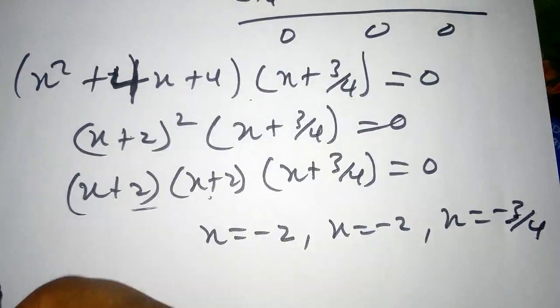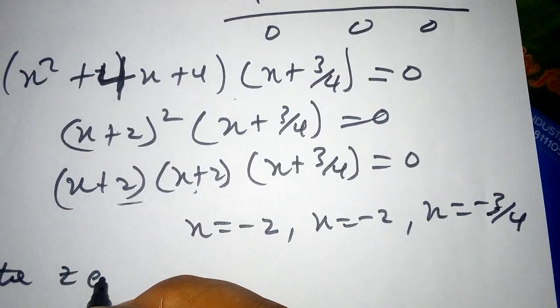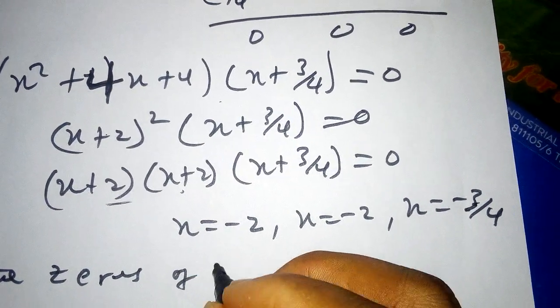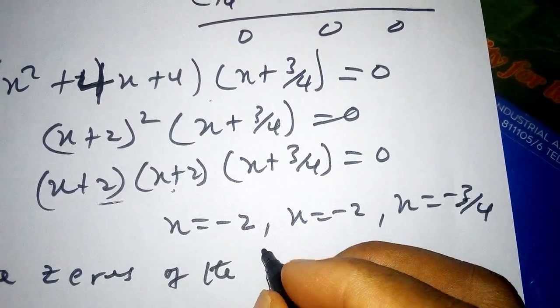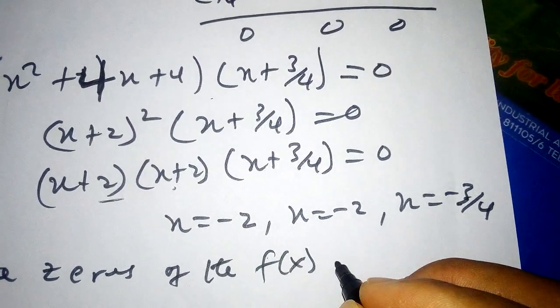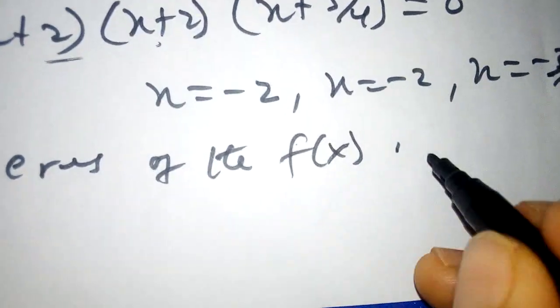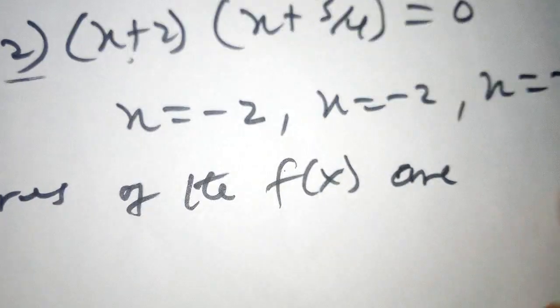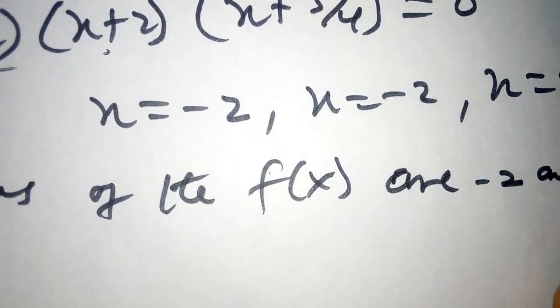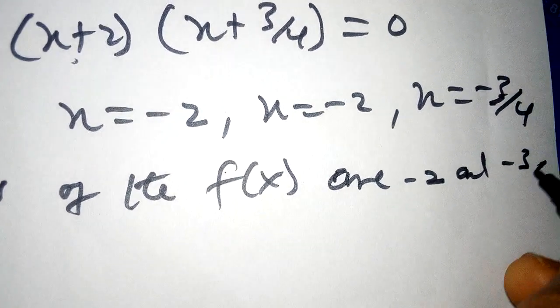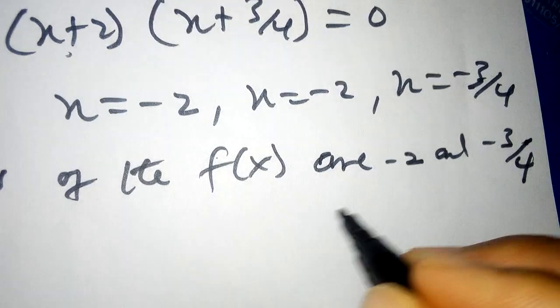Therefore, the zeros of the function f of s, the zeros are this: minus 2 and minus 3 over 4.